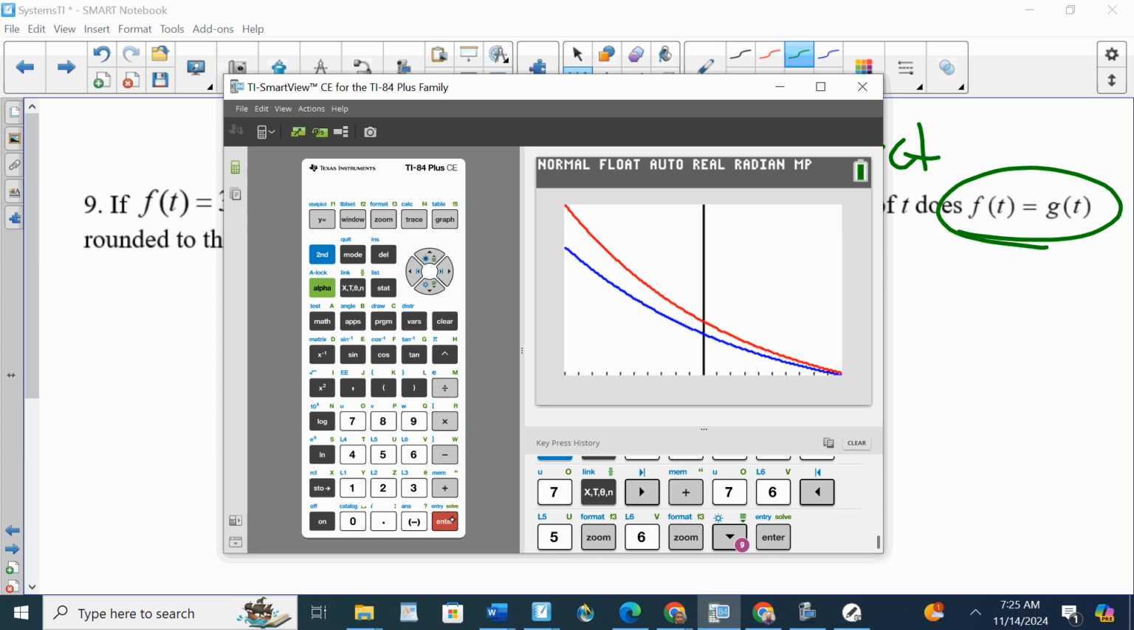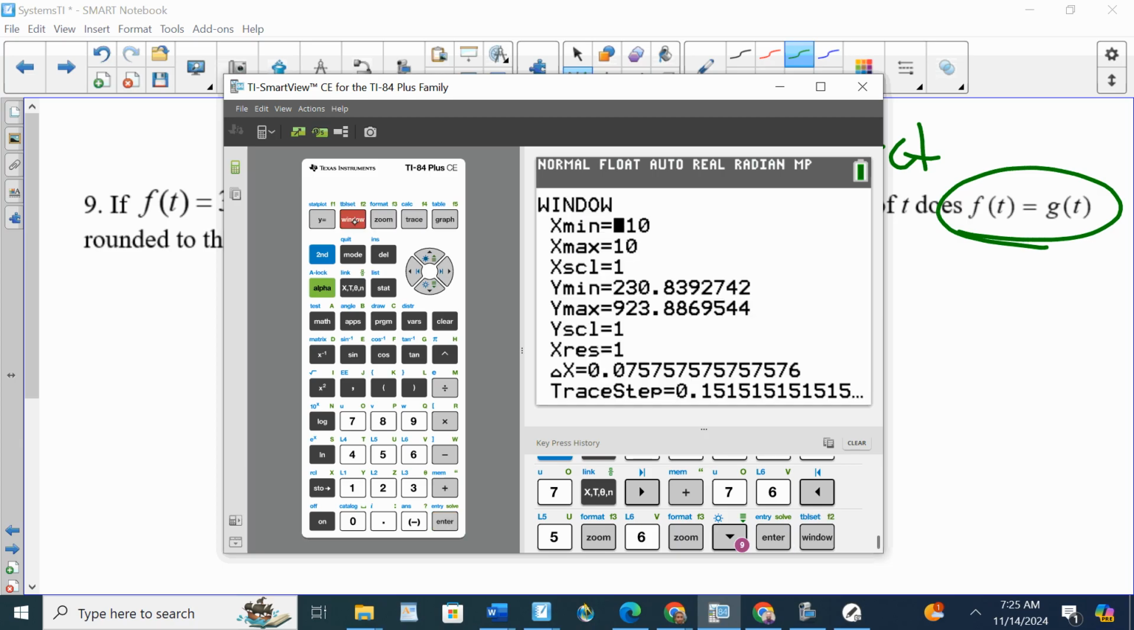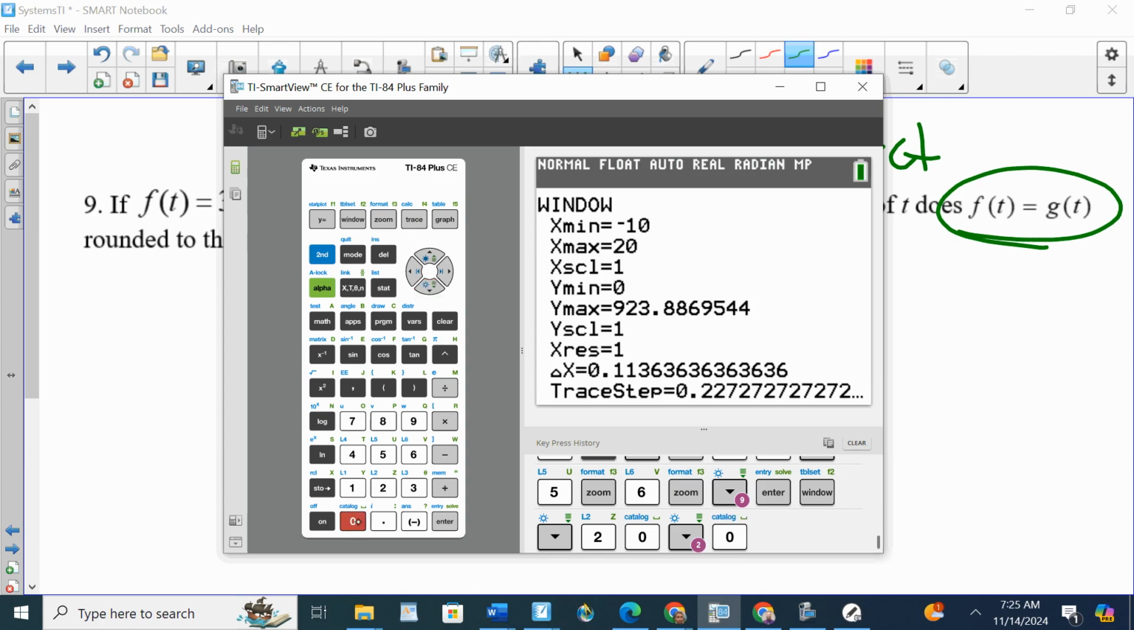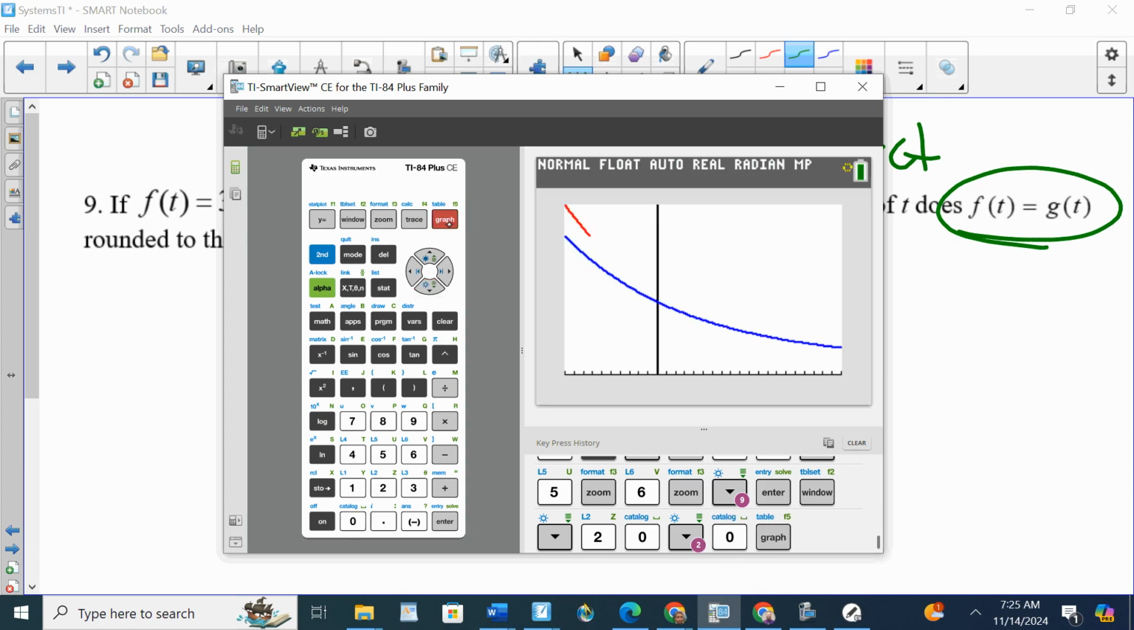Now from here, you may want to adjust your window further. I see something there. I want to see more of the right, and I want to see more of the bottom. So I'm going to go to window. I'm going to adjust my X max to see more of the right. I want to see more of my bottom. So instead of my Y min being 230, I'm going to make it 0. There's a lot of extra space up top, but that's fine. I think I see it now.